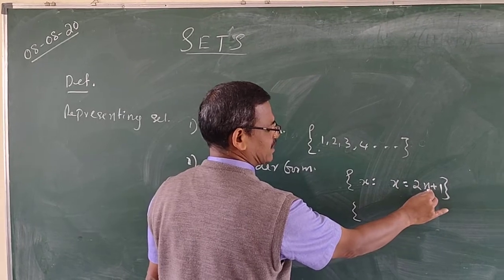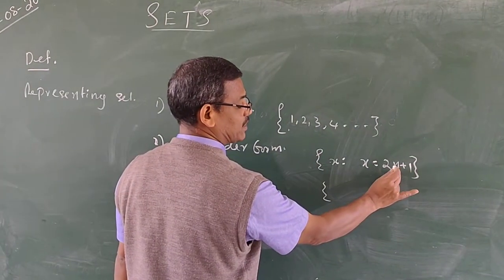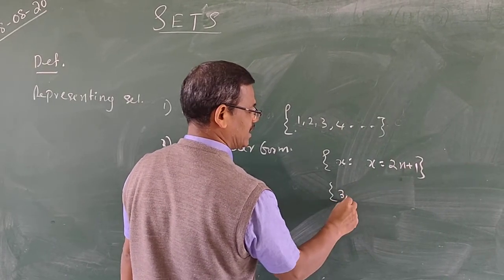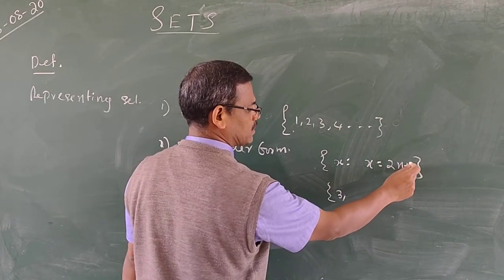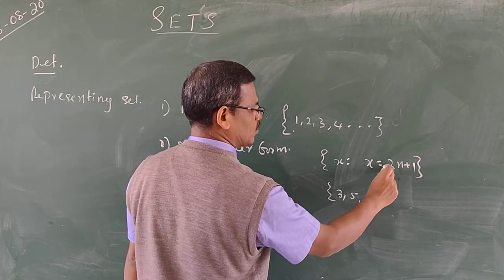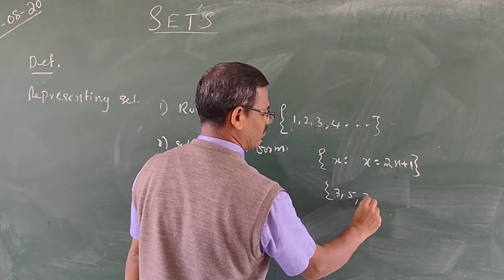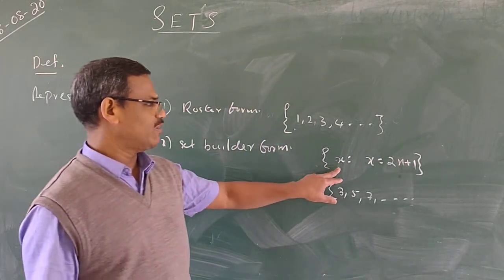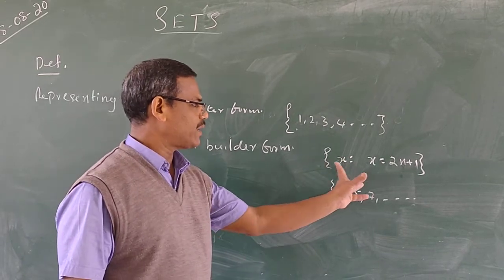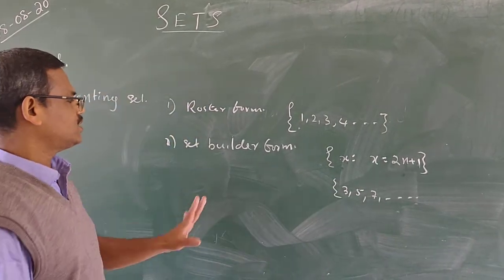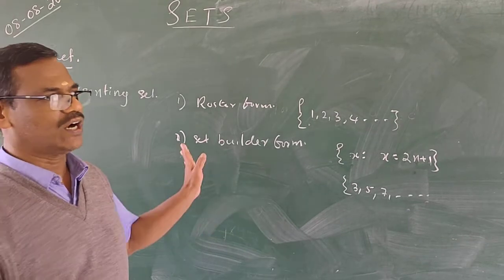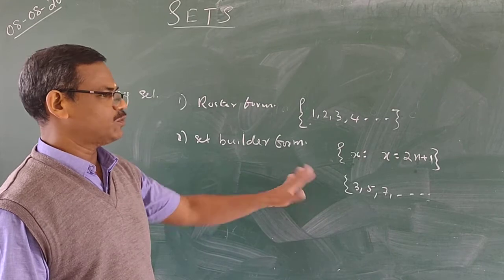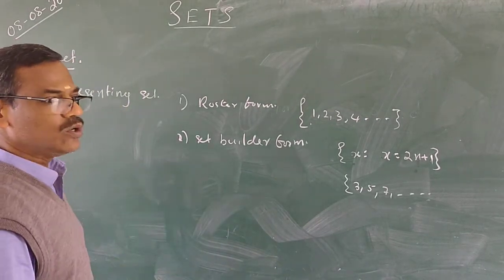When n is a natural number, the first natural number is 1. So 2 into 1, 2 plus 1, 3. The second one is 2 into 2, 4 plus 1, 5. 2 into 3, 6 plus 1, 7, it goes like that. So when you represent the set by denoting a variable x, and the common property is mentioned, that is called the set builder form. And you already learned how to convert a set from roster form to set builder form, and from set builder form to roster form.